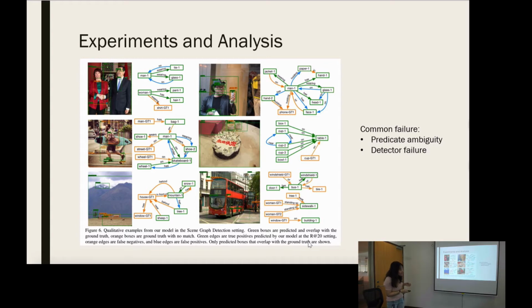And another thing is the failure that comes from the detector. For example, in this image, because the object detection fails to get the house in the image, all the objects and the relations related to that house are detection failures. So that's another way we can improve our scene graph model. This failure comes from the object detection.